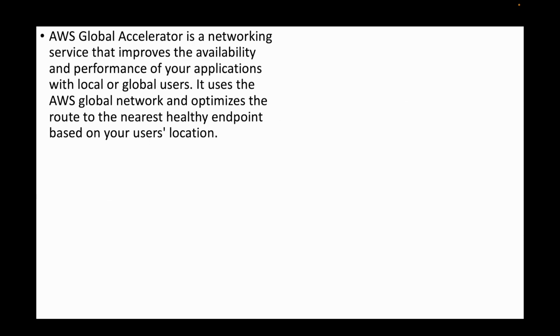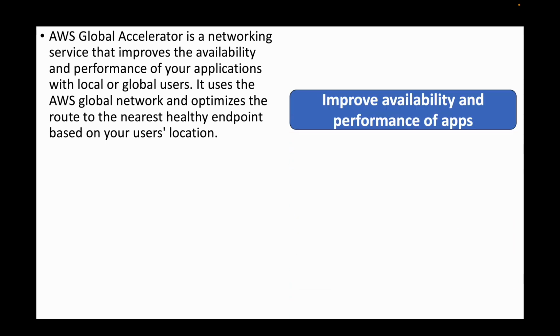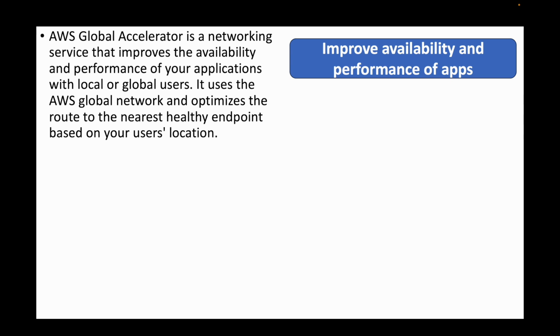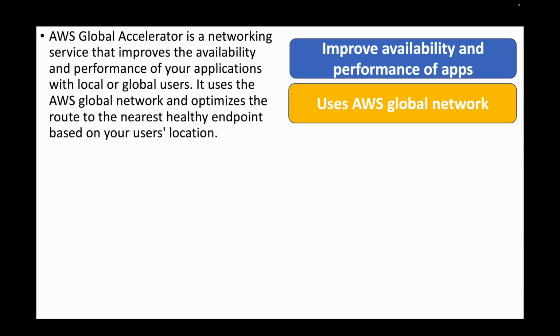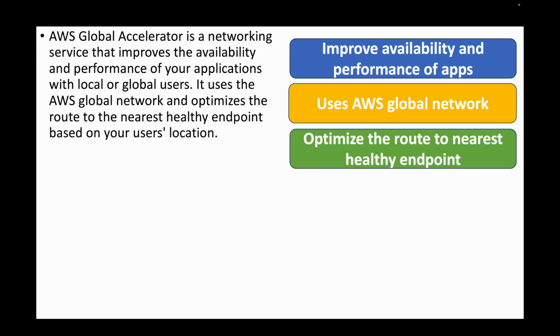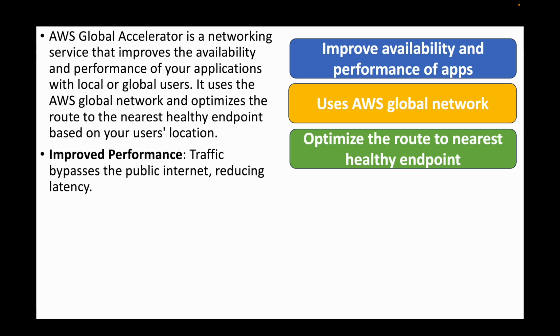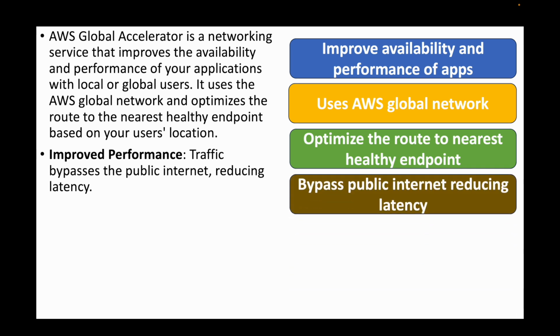The next question we have is, what is AWS Global Accelerator and how does it improve the performance? Global Accelerator can be used when you want to utilize the AWS network for your traffic routing. This helps you improve the availability and also the performance of your applications with local or global users. Under this, we will be utilizing the AWS global network, and this will help you optimize the route to the nearest healthy endpoint based on the user's location. This will help you improve your performance.